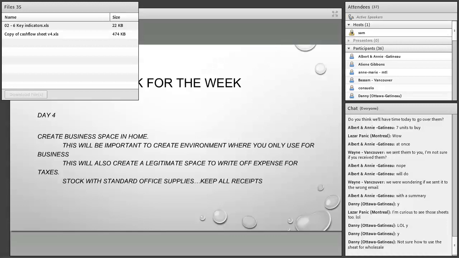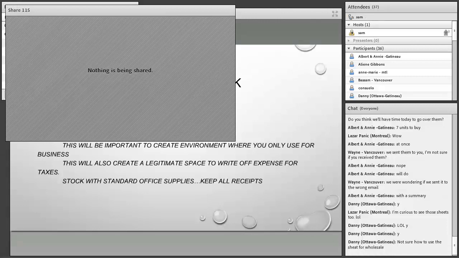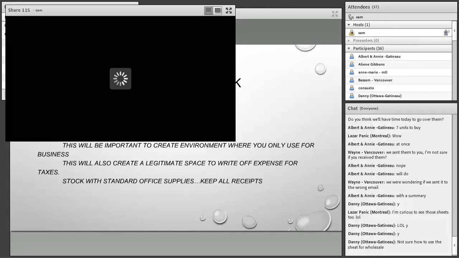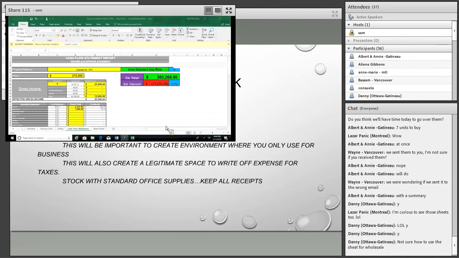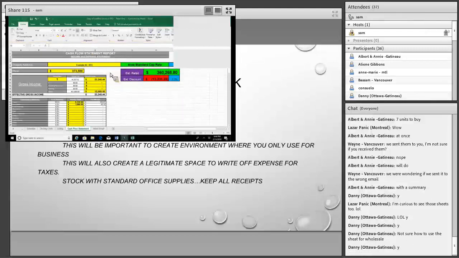Okay, so let's look at Danny's rent to own. Let me share. One second. I'm going to share my screen, and we'll look over the sheet that was sent to me. Okay, so hold on. Share my screen. All right. Okay, so I'm looking at the right sheet. Yes. Danny, is that right?